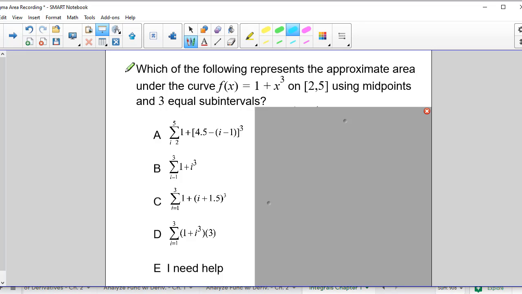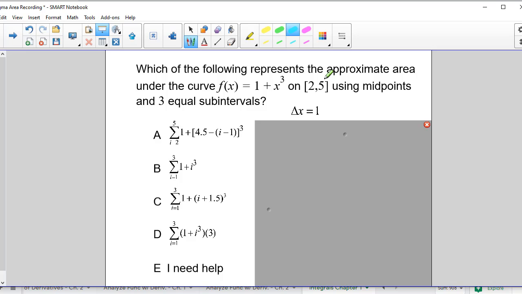Which of the following represents the approximate area under the curve of f of x, where f of x is equal to 1 plus x cubed, on the closed interval from 2 to 5 using midpoints and 3 equal subintervals? So our first step will be to calculate delta x.